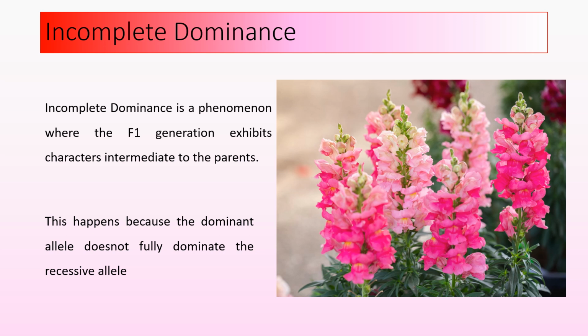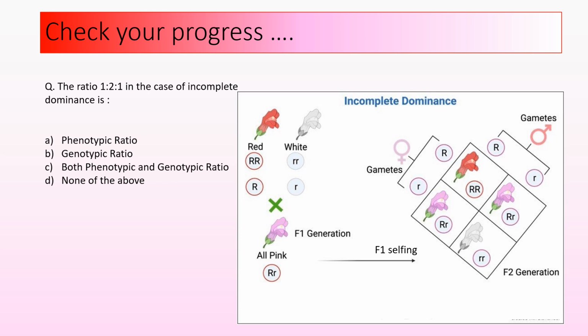I hope I have been able to explain this phenomenon to you. If you have understood it well, then you should be able to answer this question, and I would request that you mention the answer in the comment section. The ratio 1:2:1 in case of incomplete dominance is: phenotypic ratio, genotypic ratio, both phenotypic and genotypic ratio, or none of the above. The cross is also given next to the question for you to have a look at, and looking forward to seeing your answers in the comment section.